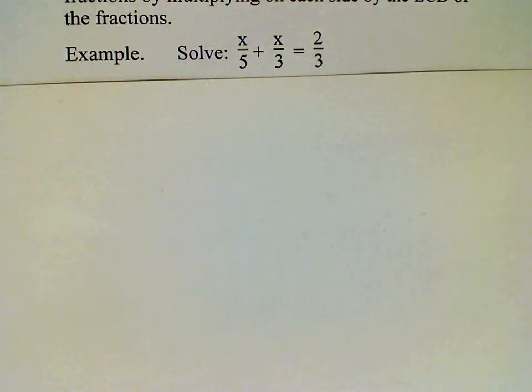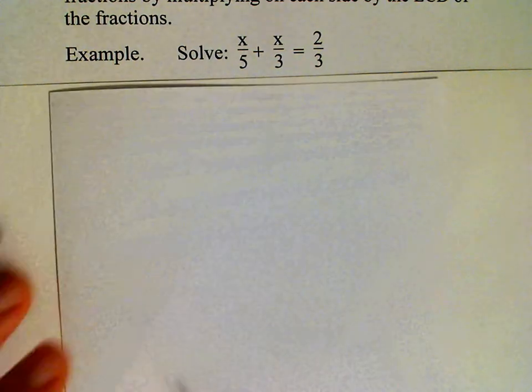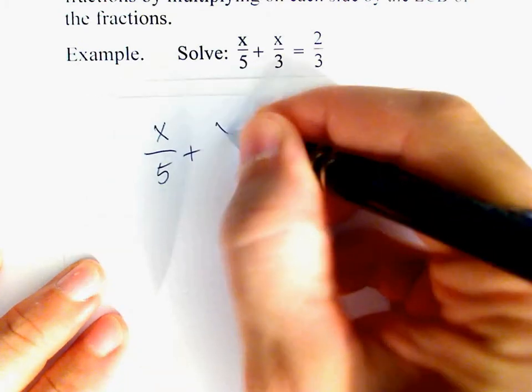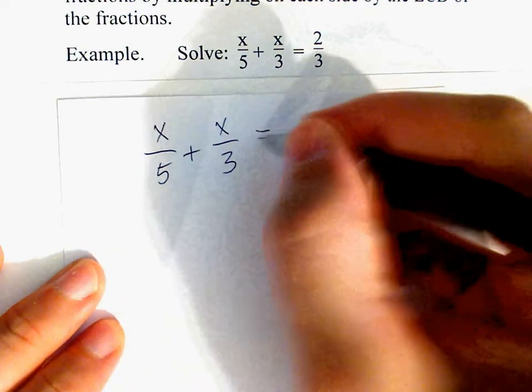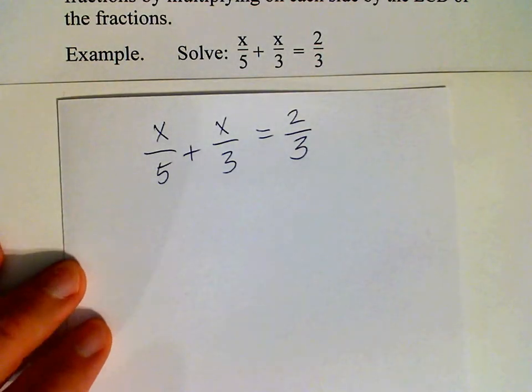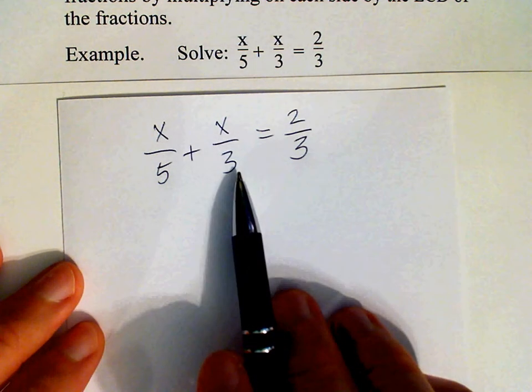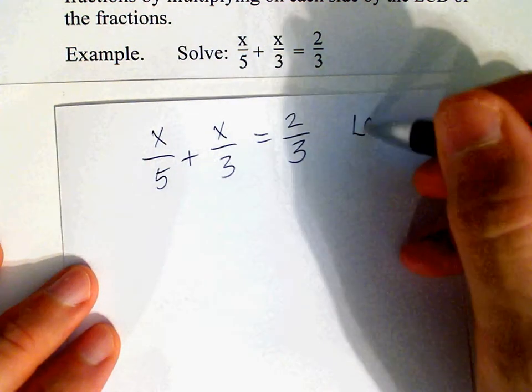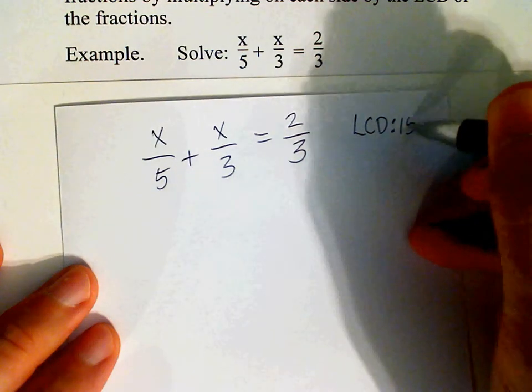If we have this equation, x over 5 plus x over 3 is equal to 2/3, we can simplify this equation by multiplying by the least common denominator. Okay, so let's see, x over 5 plus x over 3 equals 2 over 3. What is the least common denominator in this equation? Well, we have a 5 here and a 3 here, and so the least common denominator is going to be 15, isn't it? Least common denominator is 15.